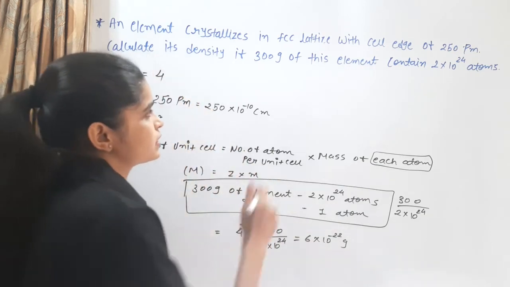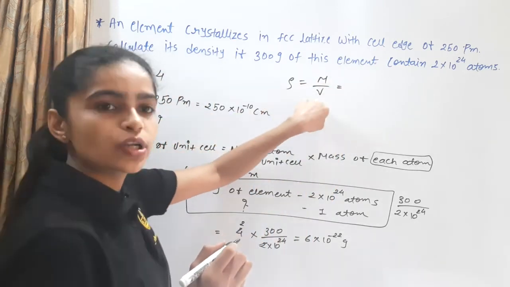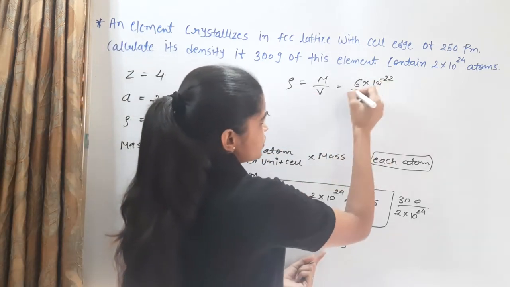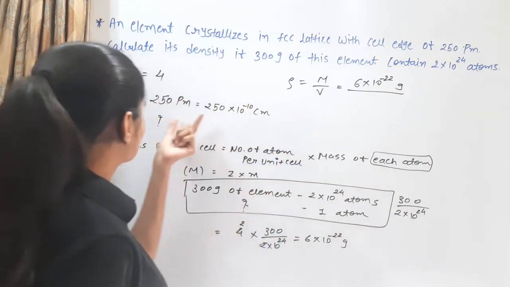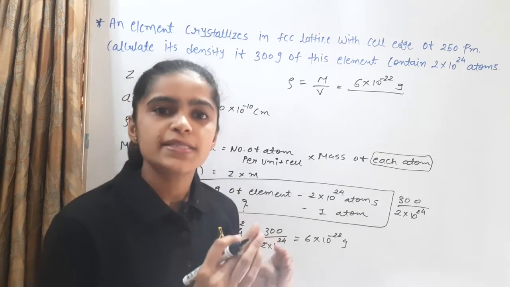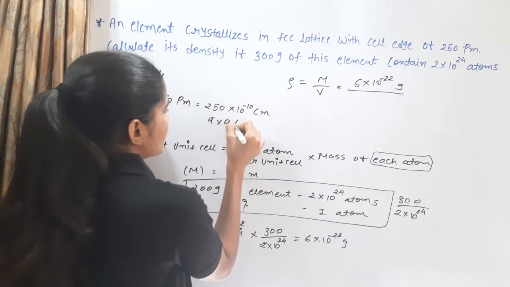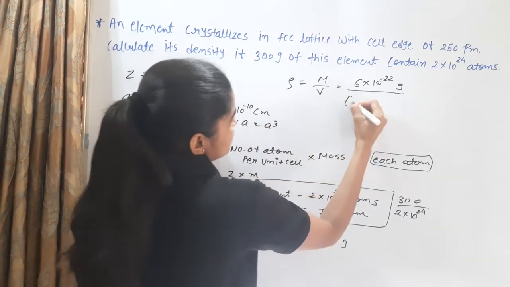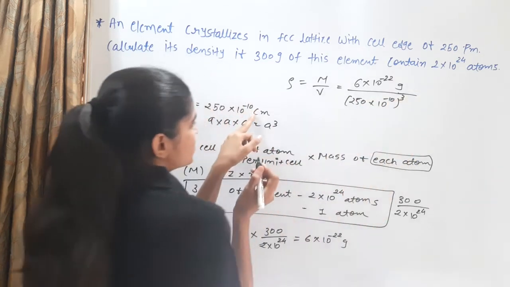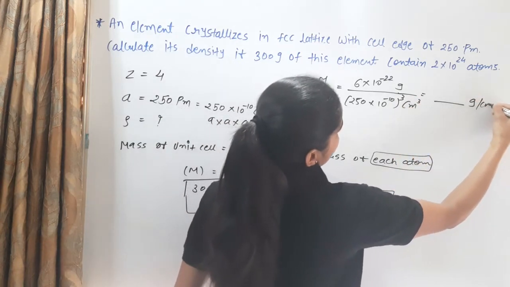Then calculate density. Rho is equal to M by V, the mass of the unit cell upon the volume of the unit cell. Mass of the unit cell is 6 into 10 raised to minus 22 gram. And how do we find the volume of the unit cell? Volume depends on length, width and height. A is equal to a into a into a, so a cube, which is 250 into 10 raised to minus 10 cube centimeter cube. This gives the answer in gram per centimeter cube.